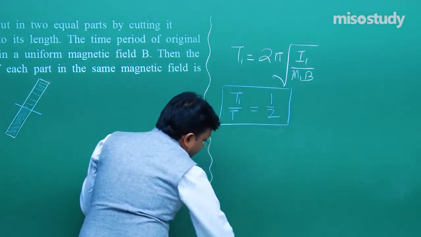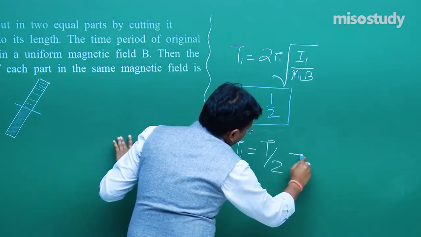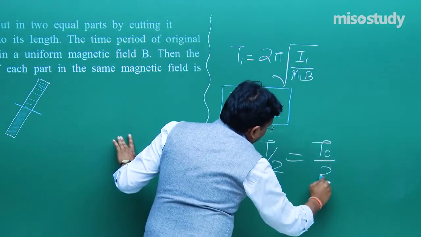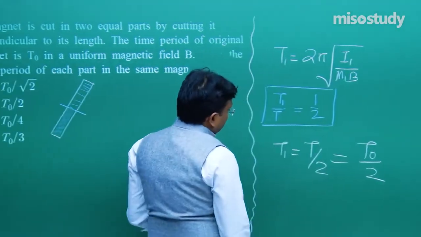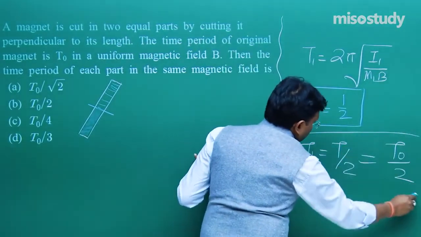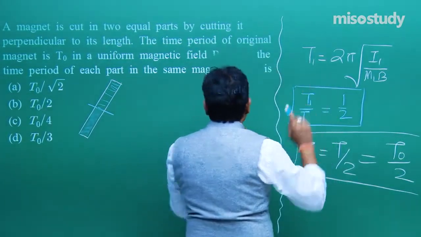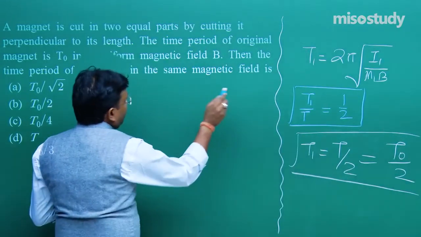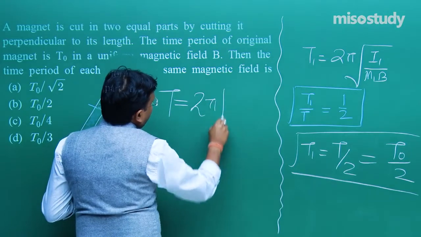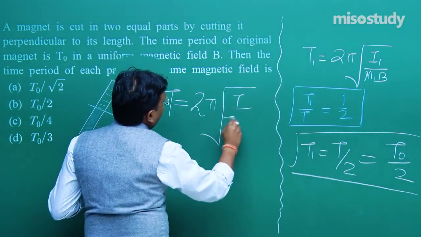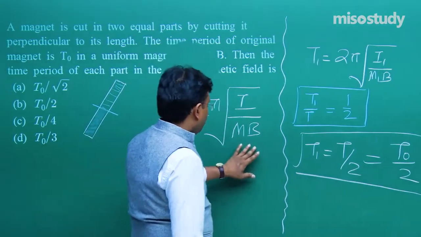Therefore, finally T1 is equal to T by 2, which is equal to T naught by 2. So now B is the correct option. And the solution is very simple. The only thing you should always remember is that T is equal to 2 pi under root I upon MB. Just this formula you need to remember.